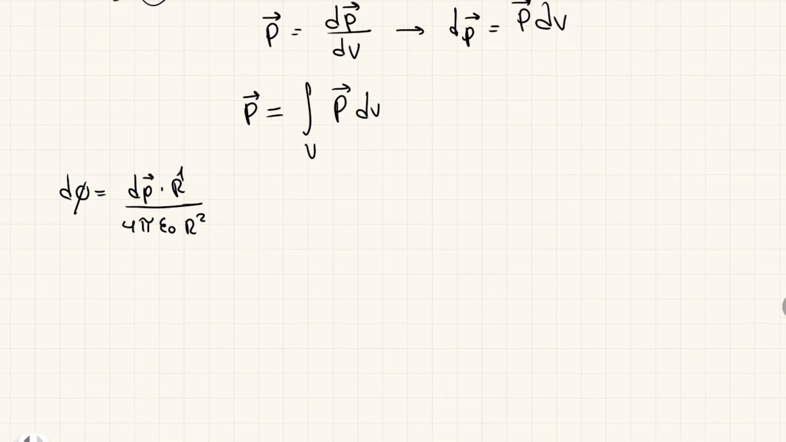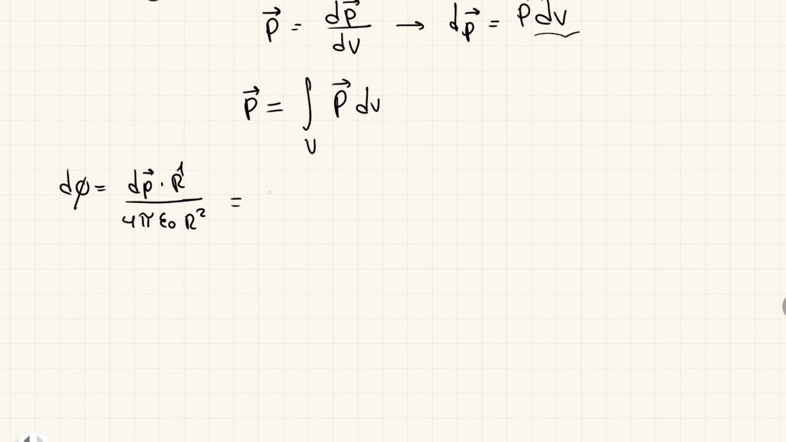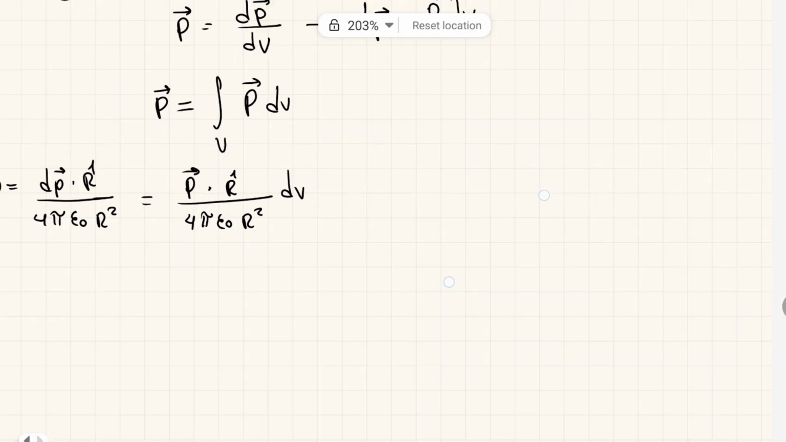But we have now defined the dipole as the polarization times a volume differential. So this can be equal to the polarization dot r divided by 4 pi epsilon 0 r squared dV. Okay, but what does this exactly mean?